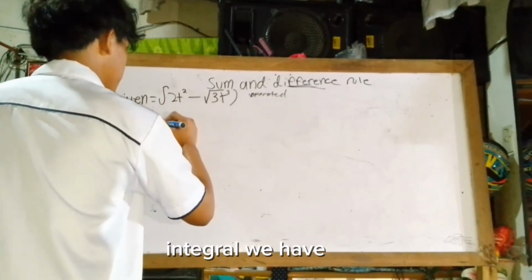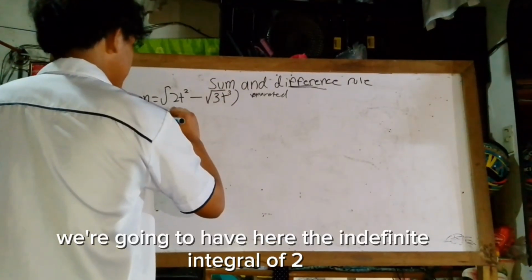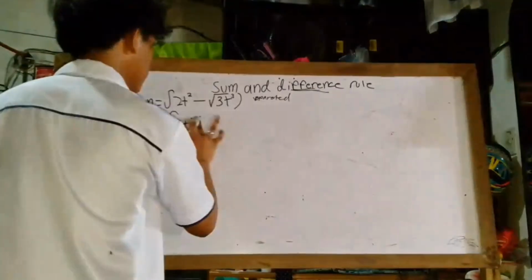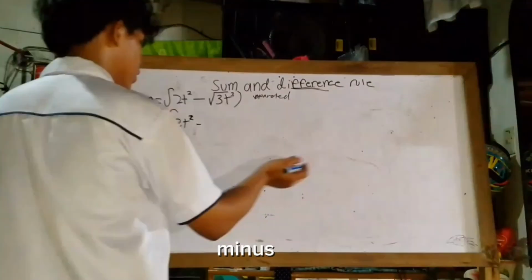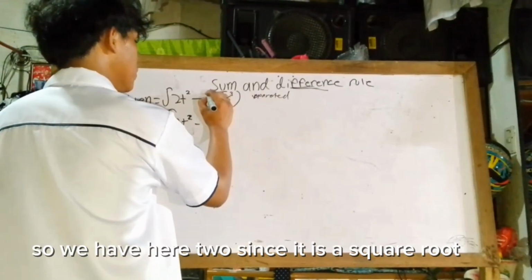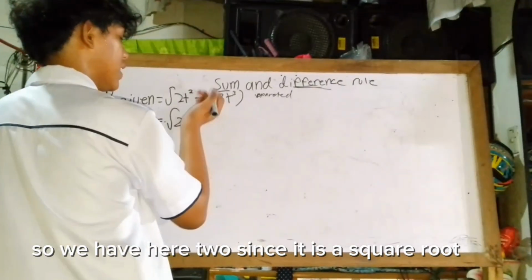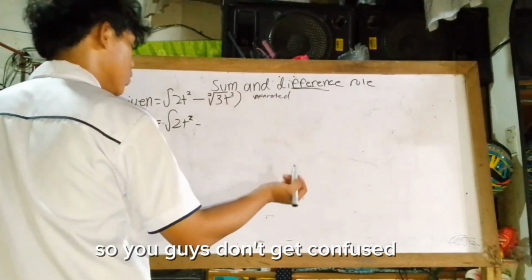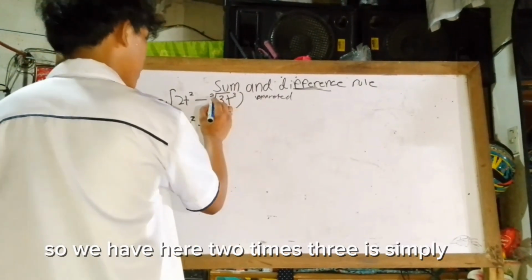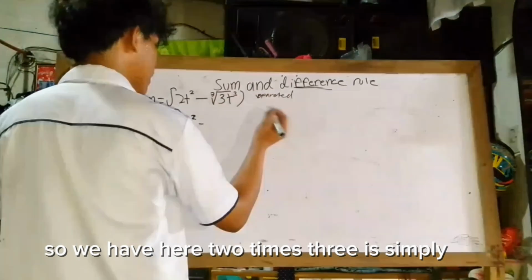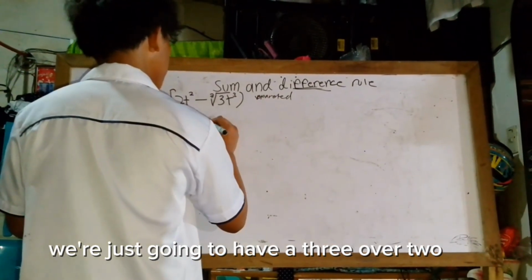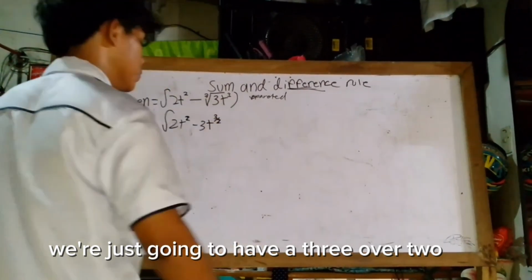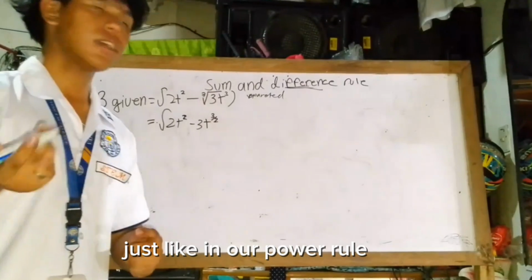indefinite integral of 2t^2 minus, so we have here 2 since it is a square root. So I'm just going to put 2 so you guys don't get confused. So we have here 2 times 3, simply, we're just going to have a 3 over 2, just like in our power rule.